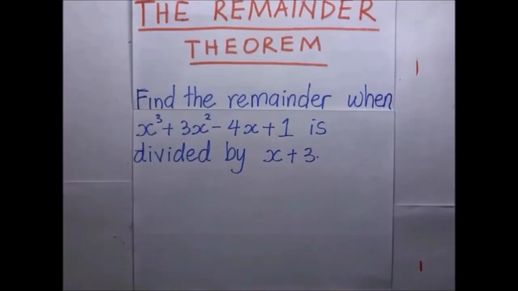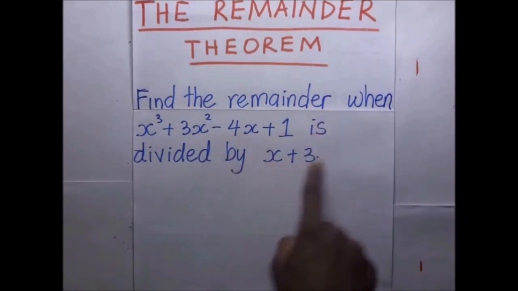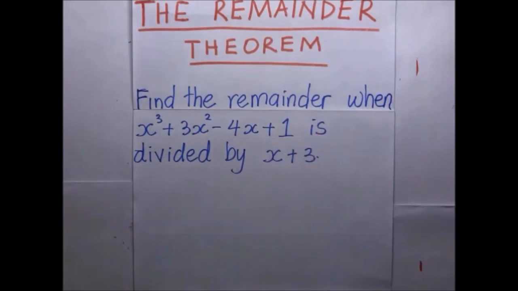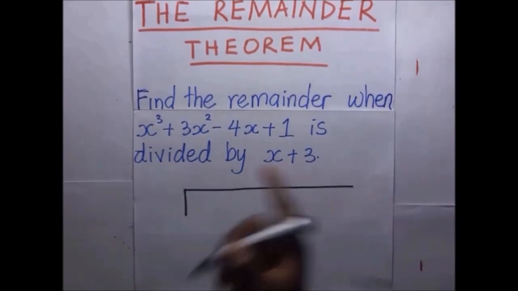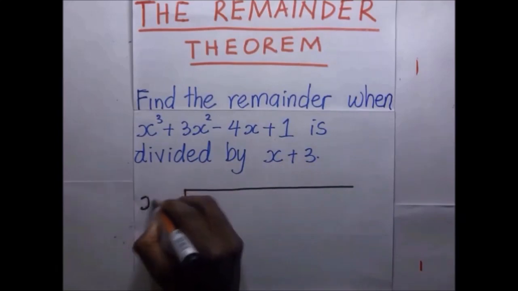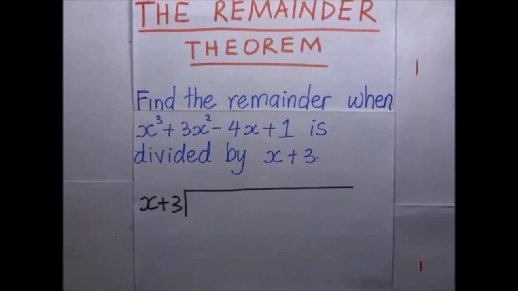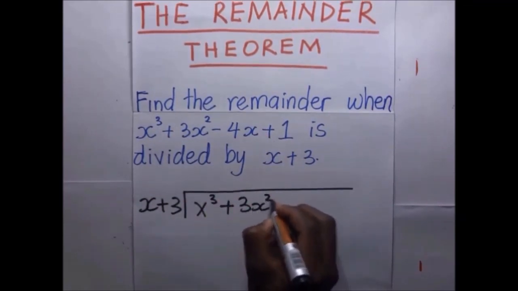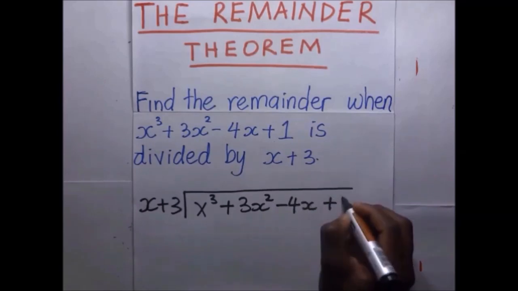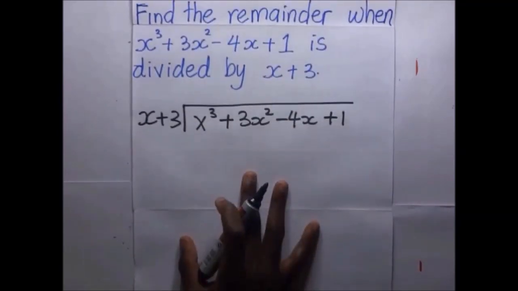The remainder theorem. If the remainder is required when a polynomial is divided by a linear function, it can be obtained by long division. Let's look at this example. Find the remainder when this polynomial is divided by this linear function. So we're going to use long division to sort that. It is divided by x plus 3, and this is it, x cubed plus 3x squared minus 4x plus 1. So we start our long division.